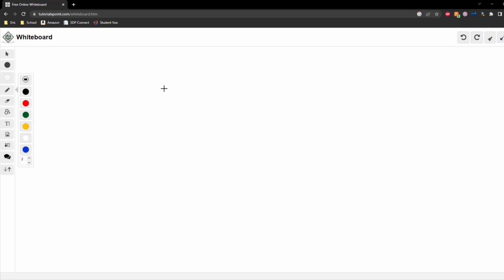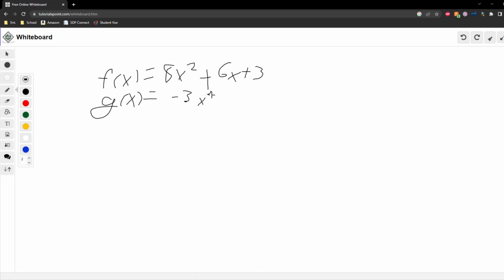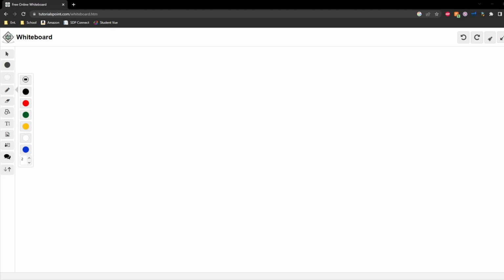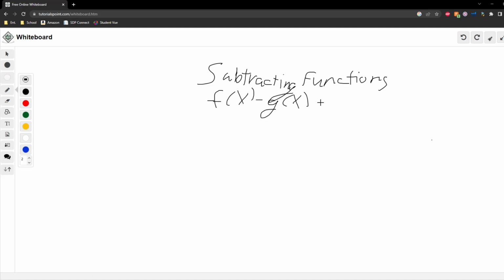F of x is equal to 8x squared plus 6x plus 3. G of x is equal to negative 3x squared plus 8x minus 5. You should have gotten 5x squared plus 14x minus 2. Subtracting functions. Subtracting functions works the exact same way as adding functions, except, well, you subtract. Let's give this a shot.